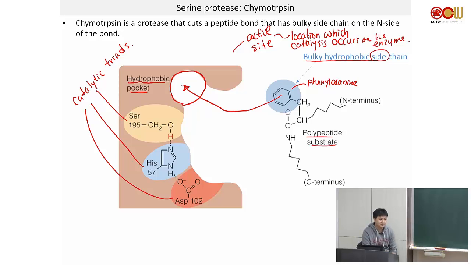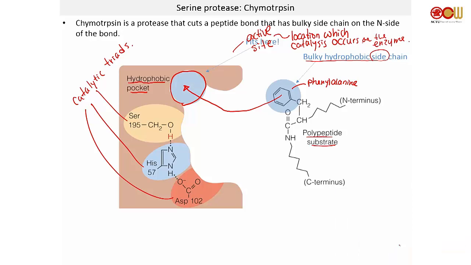What's the reason they bind? Hydrophobic interaction, van der Waals, whatever. It fits, okay? This pocket fits your R group. So let's start looking at the first thing that's going to be involved in catalysis. Just having the phenylalanine bind, that's it, it binds, right?